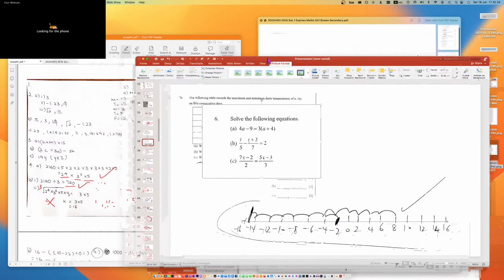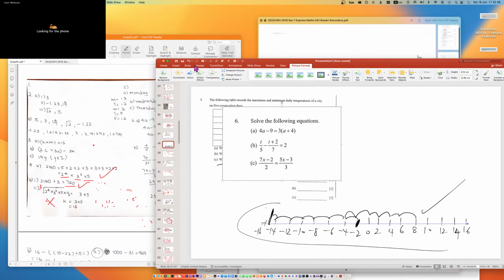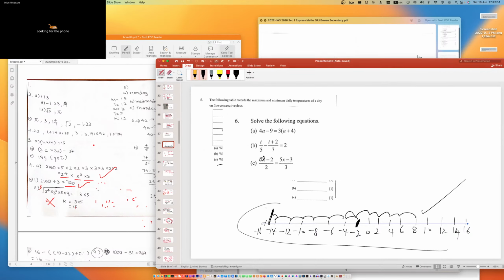So let me see yours. For 6C, I got 0, and I find it very weird. If you get 0, then you just plug in 0 into it. See if you can get the answer. Yeah, it's 0. You know why? This one is 0, this one is 0. So minus 2 over 2 is equal to minus 3 over 3. Yeah, correct.